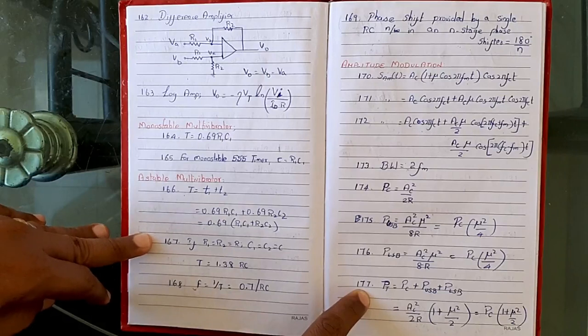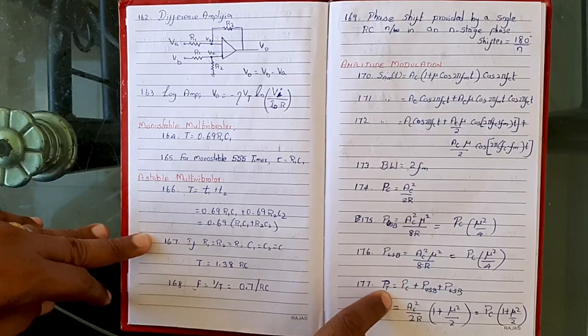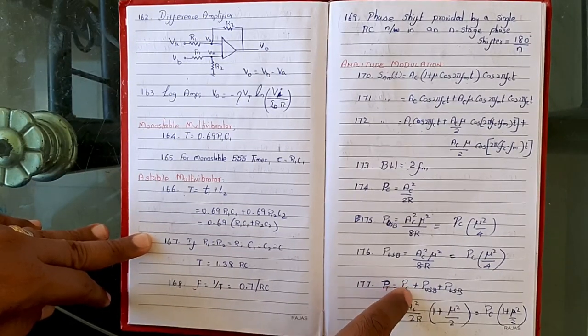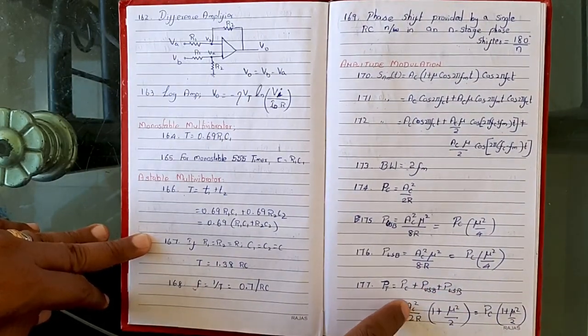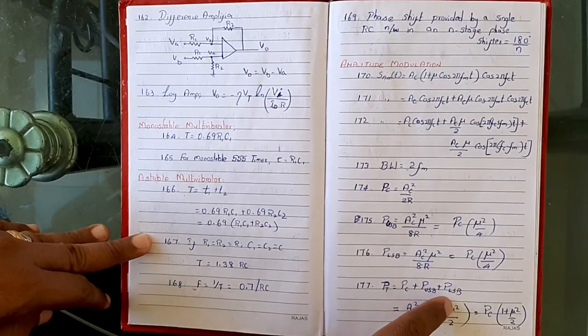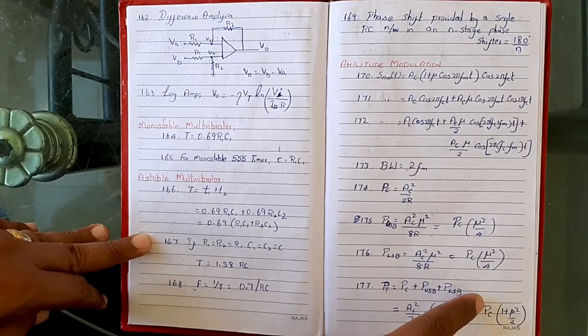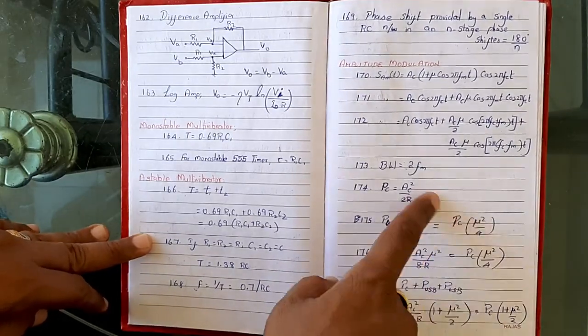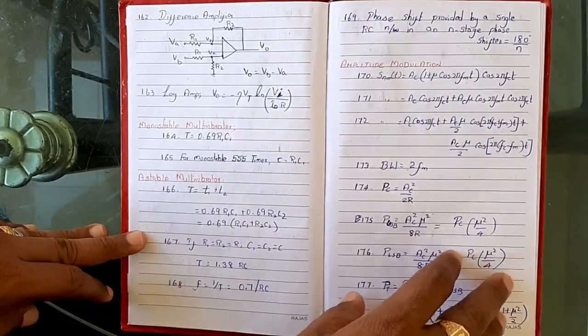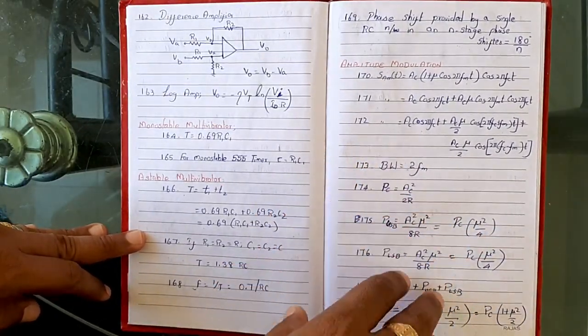From formula number 177, the total power Pt is equal to power of carrier plus power in upper sideband plus power in lower sideband, that is equal to Ac square divided by 2R into (1 plus mu square divided by 2), that is equal to Pc into (1 plus mu square by 2). So these formulas are highly important, and a lot of questions related to this formula are asked in competitive examinations.